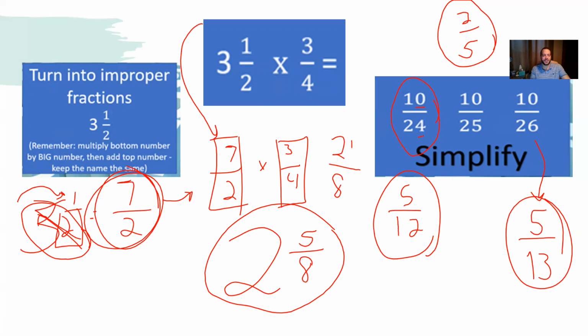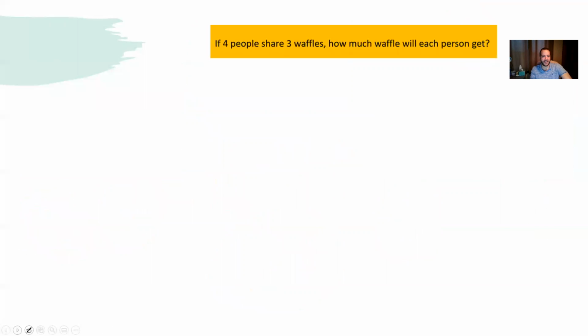So sometimes I strategically use the challenge question as a way to sprinkle the new material. And that's exactly what I'm doing today. So yes, it's a challenge question, meaning I didn't teach it to you yet, but guess what I'm teaching you today? Exactly that. I'm teaching you that today. So if 4 people share 3 waffles, how much waffle will each person get?